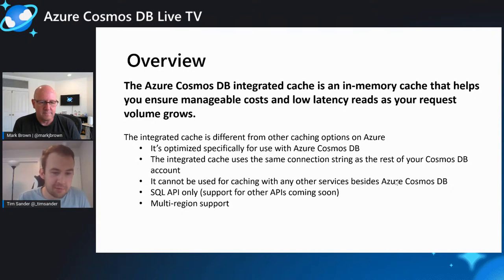And of course, because it's Cosmos DB and we love global distribution and multi-region support, the feature comes with multi-region support baked in. So if you have a Cosmos DB account in multiple regions, you don't have to worry about, oh, I have to provision the cache in each region. No, you'll automatically get an instance in each region if your Cosmos DB backend data is in each region.